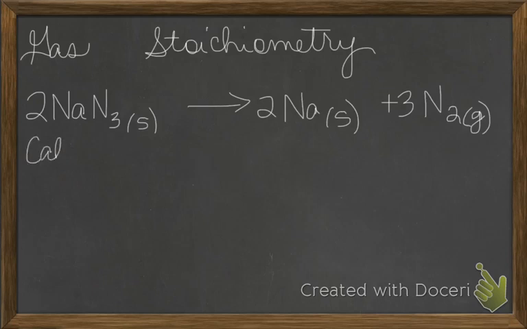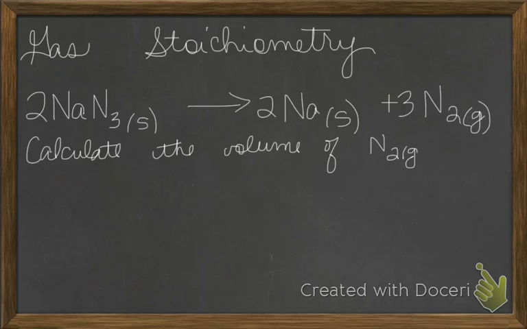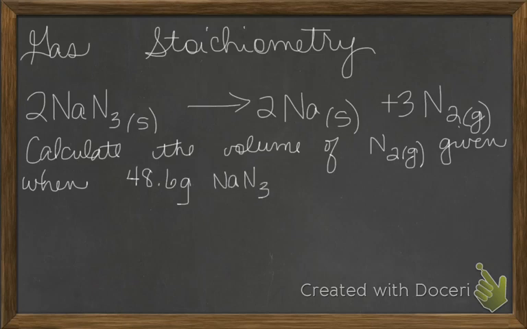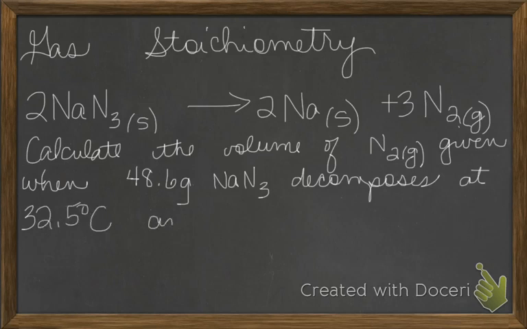Let's calculate the volume of nitrogen gas given off when 48.6 grams of sodium azide decomposes at 32.5 degrees Celsius and 1.10 atmospheres.